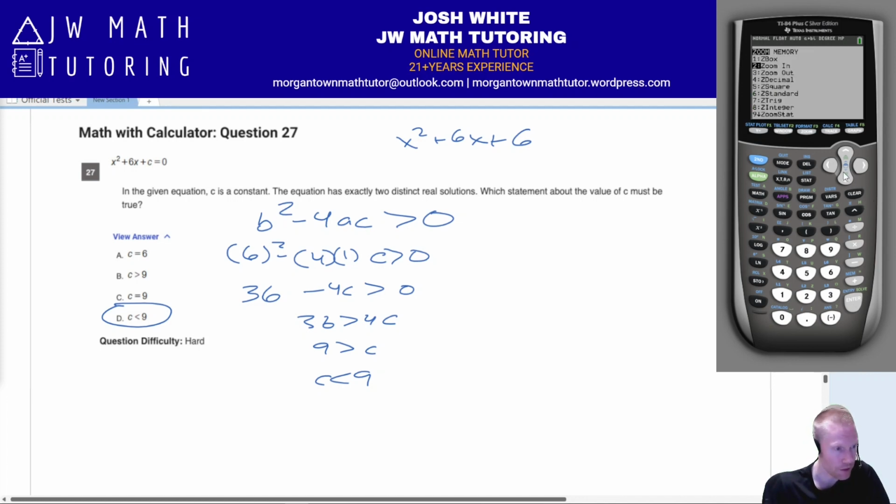First, I will remember, though, to adjust my zoom window. We'll cancel out of that. Okay, so now we've got x squared plus 6x plus 6. And just so you know, there are multiple ways that you could do this on the calculator, but the quickest way, I think, is just to graph it.